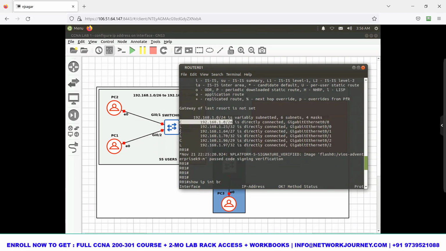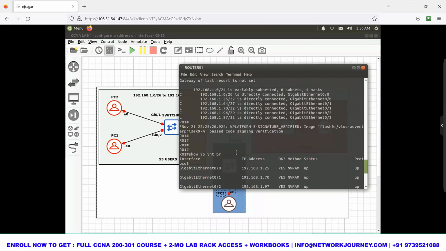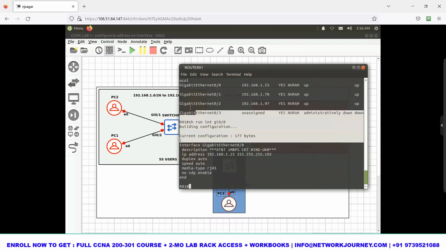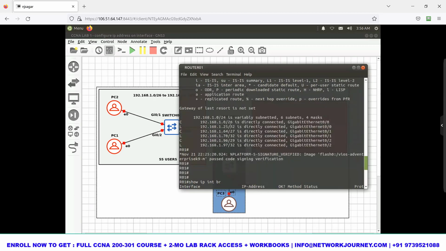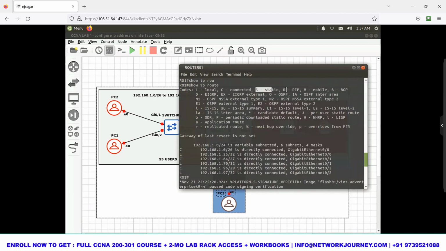For the second connected, you see it is 1.64/27. Then 1.96/29. You remember we configured this in the VLSM config. We created one VLSM block, then a second VLSM block, and then a third VLSM block, and we advertised them in the routing configuration. So whatever you do is now visible in the routing table. We have not built any routing so far, so we will not see any static, RIP, BGP or EIGRP over there.